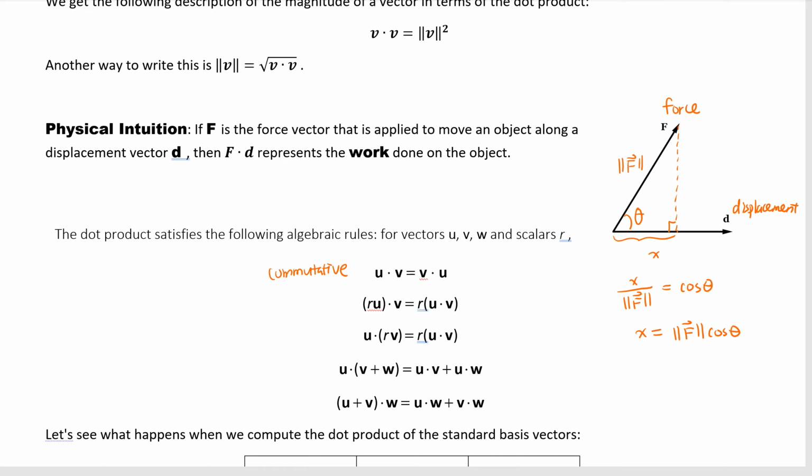And then next, we have the scalar multiple. Remember u dot v just gives us a number. So we can multiply r by the number, or you can multiply the second vector by r, and it's the same. Okay, so this is scalar multiplication. Next, u dot (v plus w) equals u dot v plus u dot w, or (u plus v) dot w is u dot w plus v dot w. So this is the distributive law.